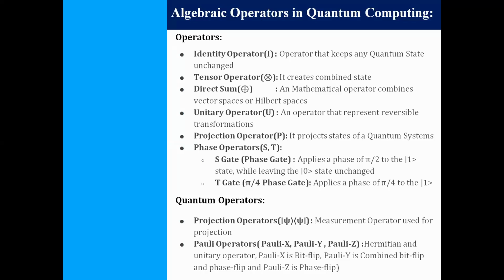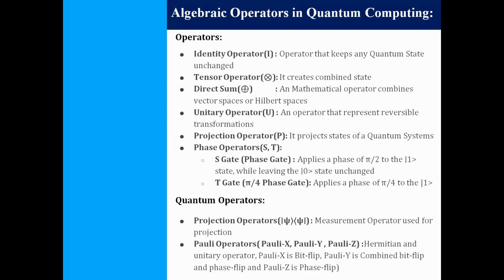And we can see 2 more gates there. One is the phase operators, S and T. The first one is the S gate, and the second one is the T gate. One applies pi by 2, and the second applies pi by 4 to the same state, that is state 1.